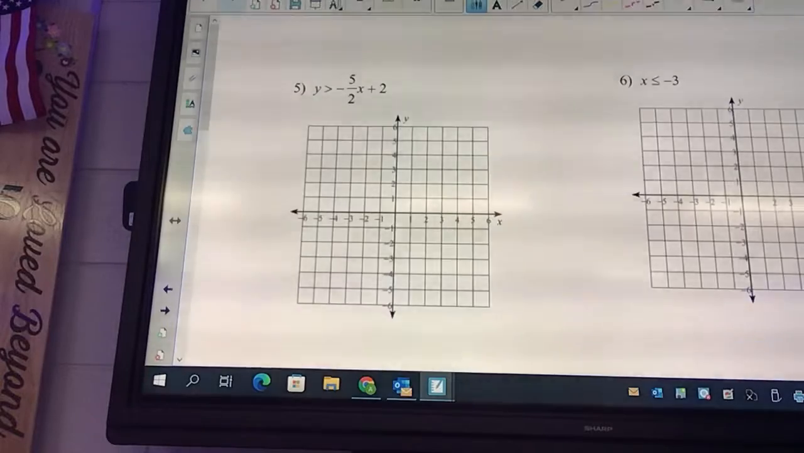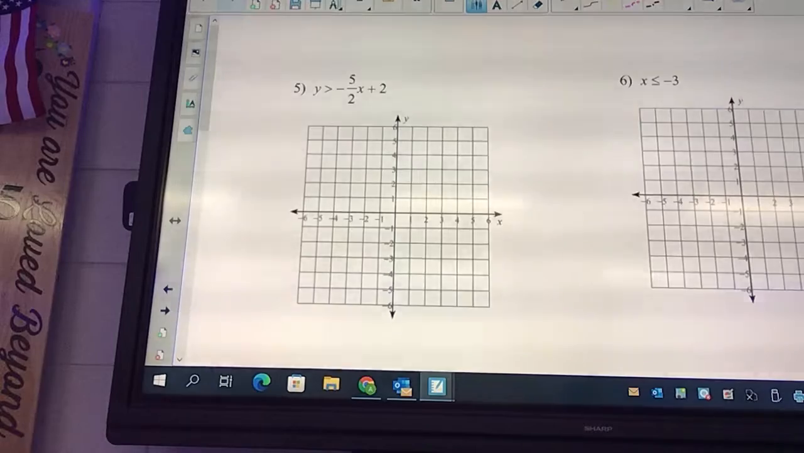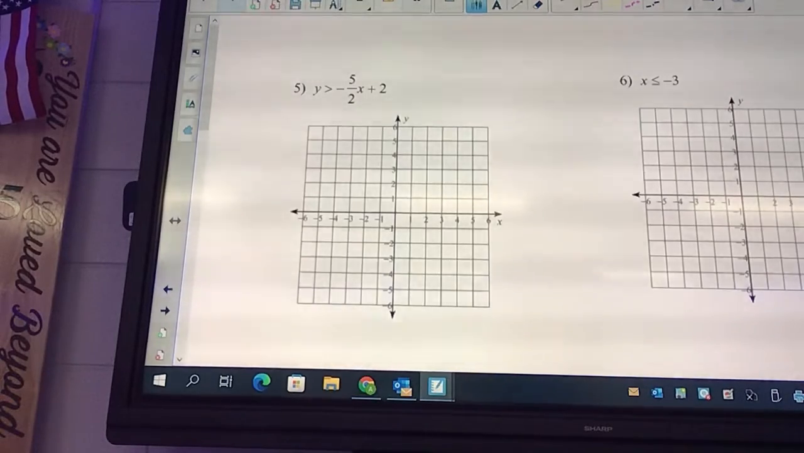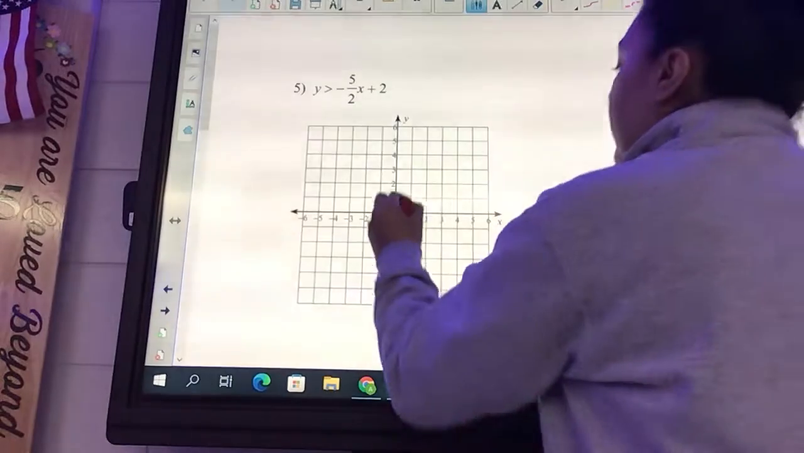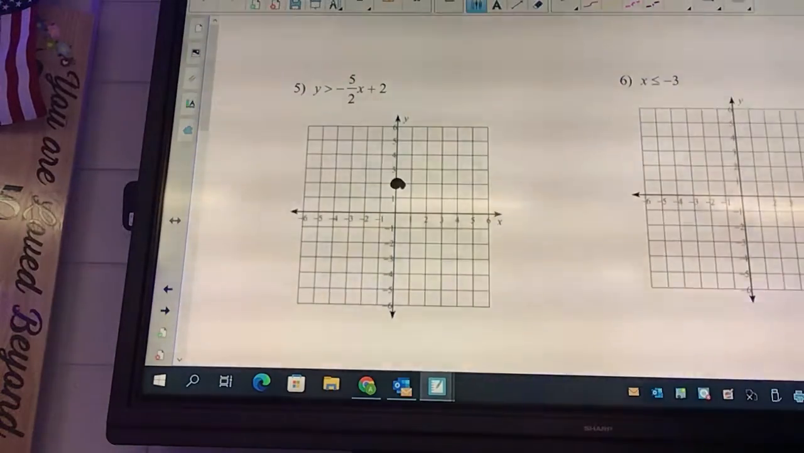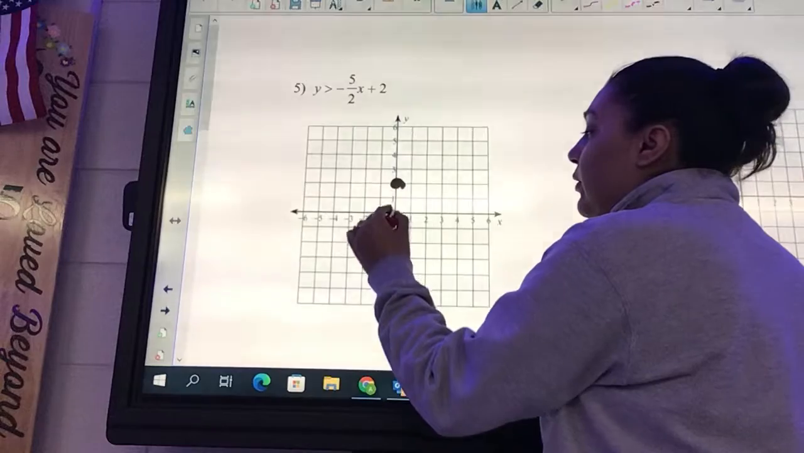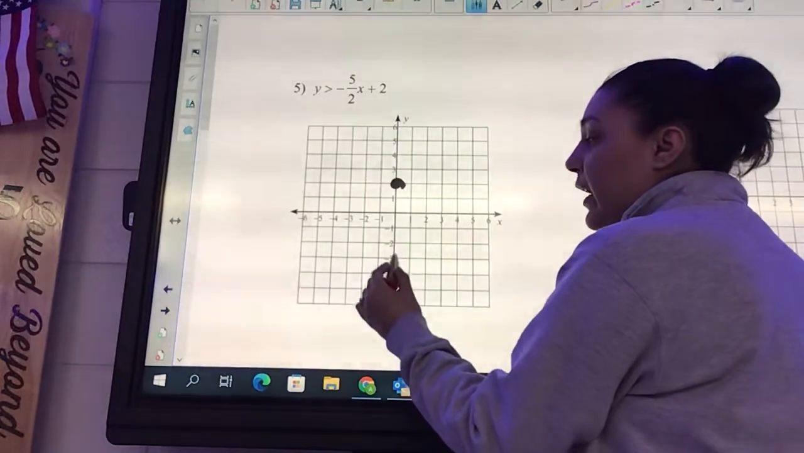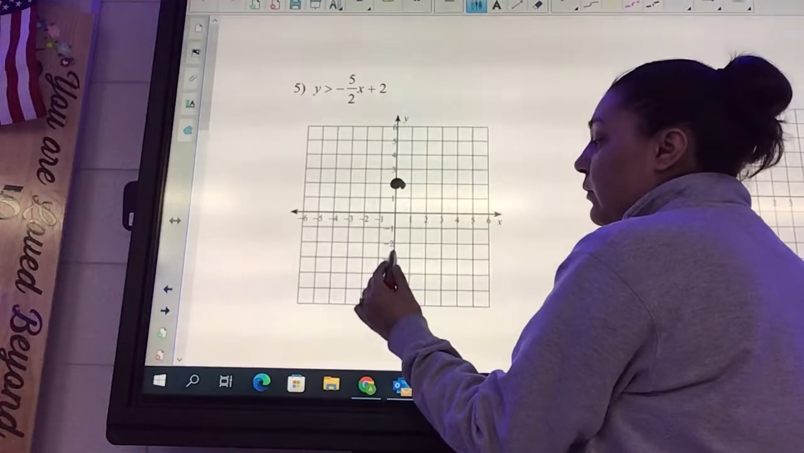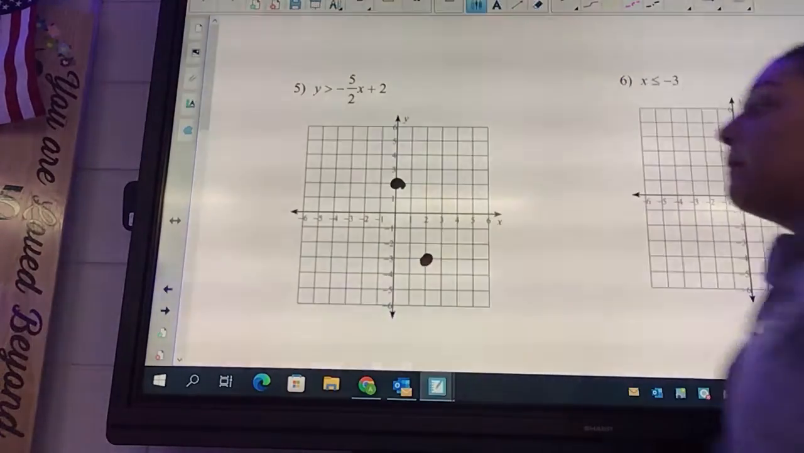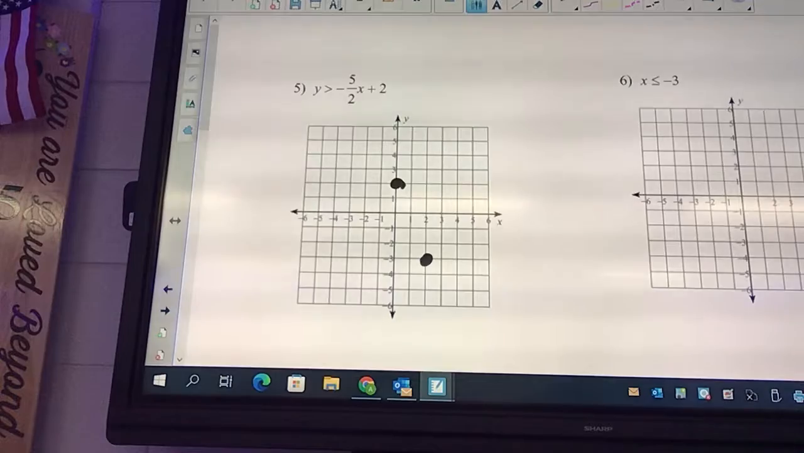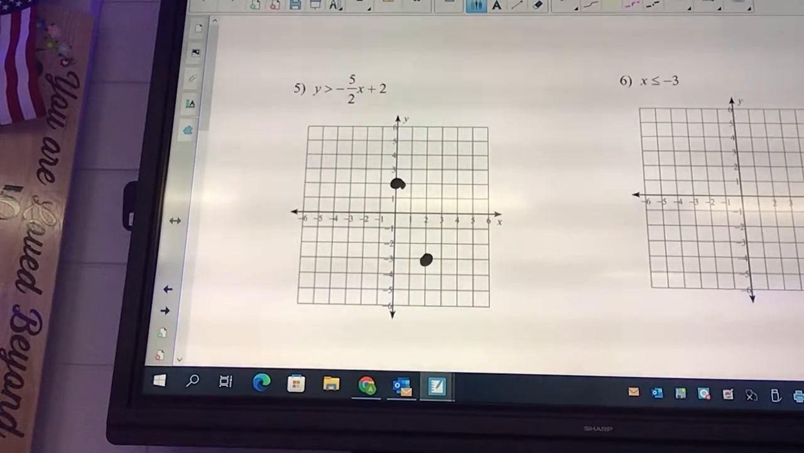Okay, look at 5. It starts at what? Starts at 2. And we have a slope of -5 over 2. Can you go up 5? Okay, we cannot. So we're going to have to go down 5. 1, 2, 3, 4, 5. And over 2, which way? I need a negative slope. To the right. Okay, should that be a solid or a dotted line? Dotted line.